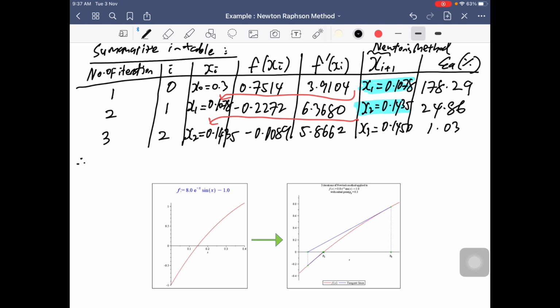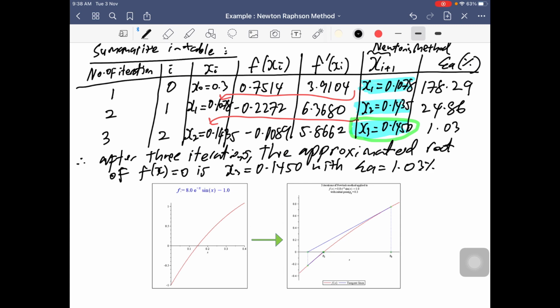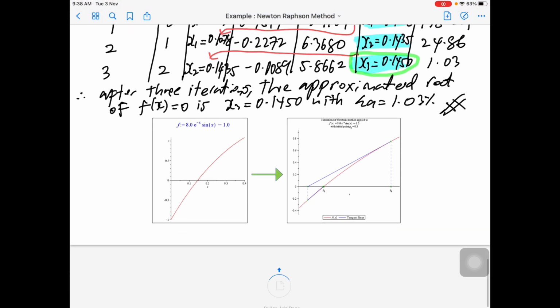Then we can conclude that after 3 iterations, the approximated root of f(x) equal to 0 comes from our last root here, which is x3 equal to 0.1450 with our approximate percent error of 1.03%. So this is our solution. Alright.